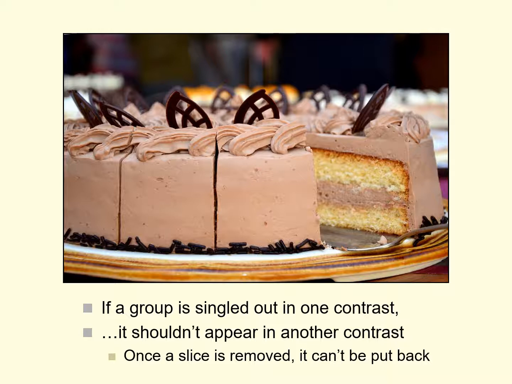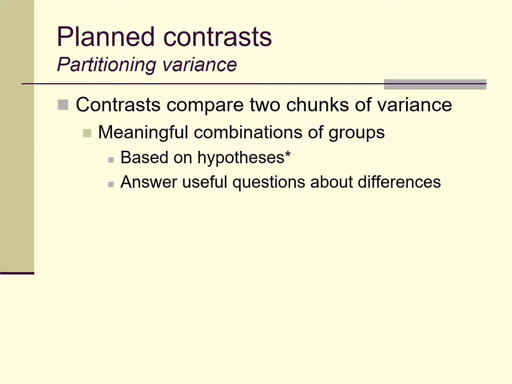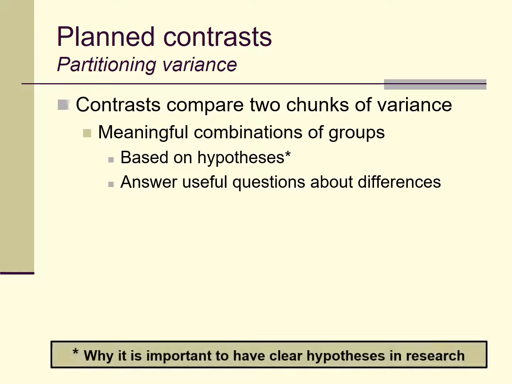Now, in one way of thinking about this, this is like taking a cake and slicing out pieces of the cake, being variance. We're slicing out portions of the cake that correspond with different hypotheses we're interested in. We're slicing up those slices into successively smaller slices. Another way of thinking about this is comparing chunks of variance that make meaningful comparisons based on our hypotheses. By the way, this is just another important reason to have clear hypotheses in your research.